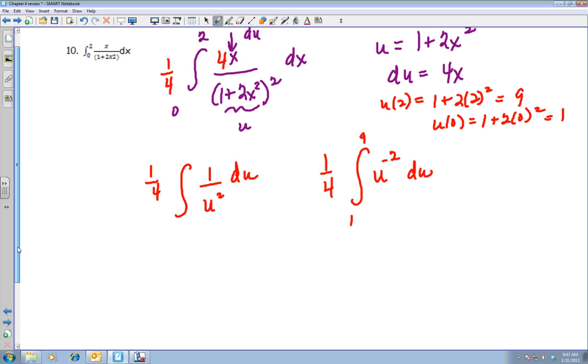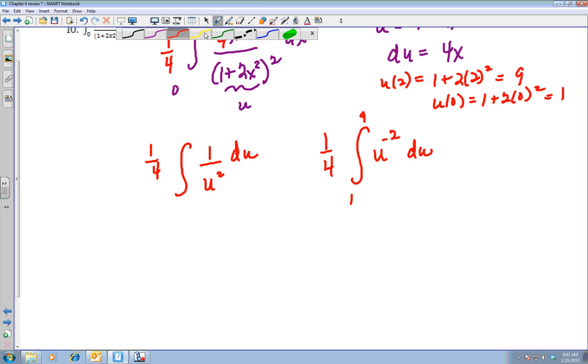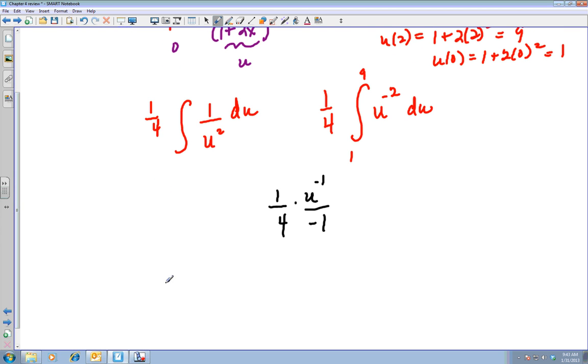Okay, so now I am ready to integrate. So I have 1/4. When I add 1 to the exponent, I get u to the negative 1 divided by negative 1. And I can plug in my numbers, but I'm going to fix this first. I don't like negative exponents. So that is actually negative 1/4 because of this negative. And I'm going to bring this u down on bottom, u to the first. And I'm going to evaluate 1 and 9.